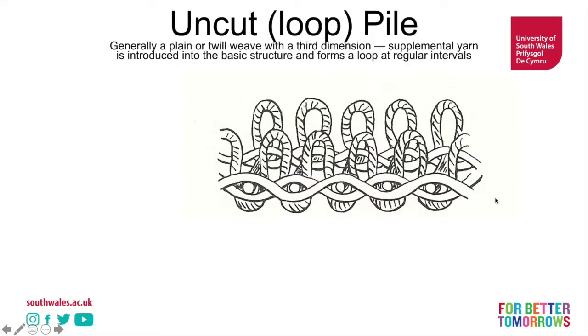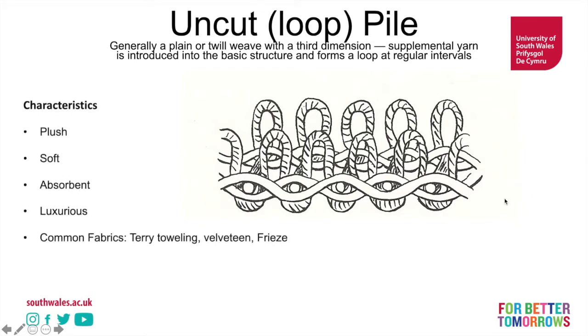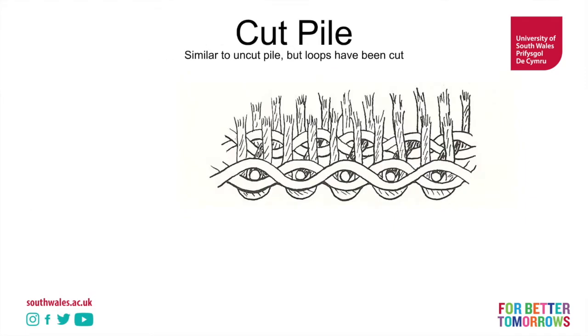So we're going to talk about two different types of pile yarn. The first one is an uncut or loop pile. And it's a planar twill weave with a third dimension. So we can see again here, this might be our warp, and these are our weft, and we've got our pile weave, our loop woven in and out. It can be really plush, very absorbent, and very luxurious. So things like terry toweling are a very common pile weave. Now that is using a looped pile weave, and you'll see it in things like towels as well. Because it creates a lot of surface area and is very absorbent, because there's lots more surface area to come in contact with, say, the body if you're drying yourself off, for example.